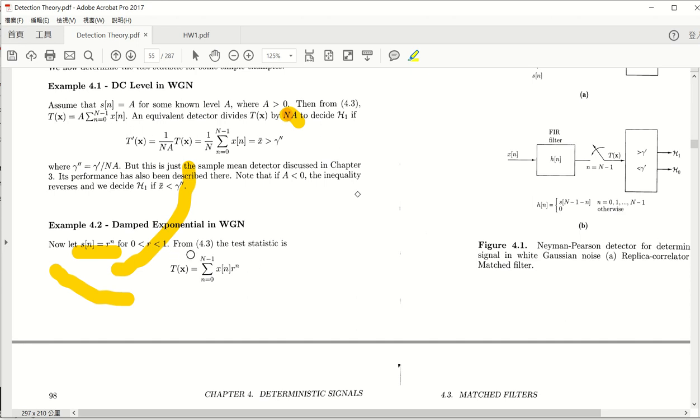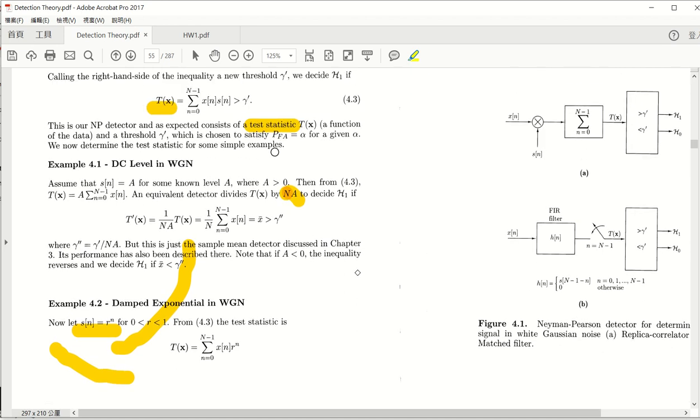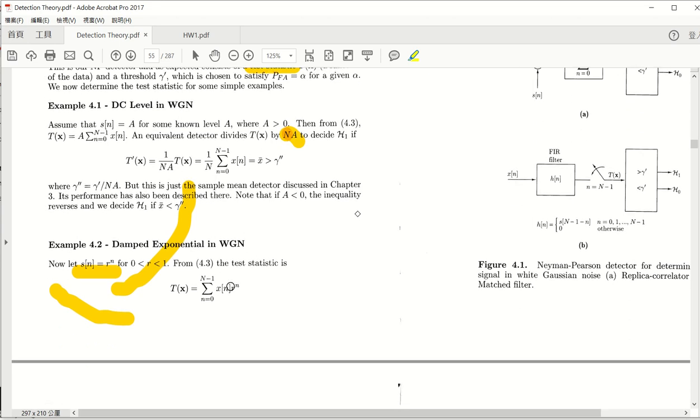Okay, so from 4.3, the test statistic is what? We have to multiply the sample with the signal and then do the summation. So we multiply the sample with the signal and then do the summation. And we have to assign their time index n to the n, except here, n happens to be the exponent of the r.